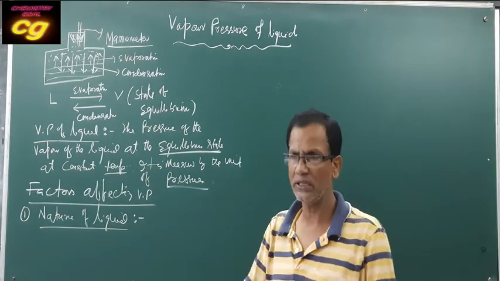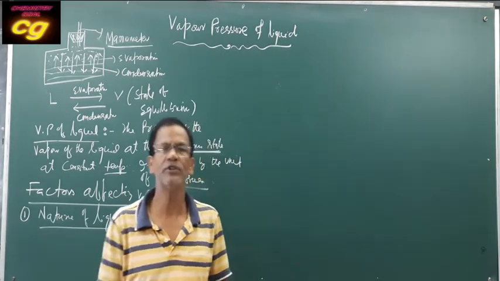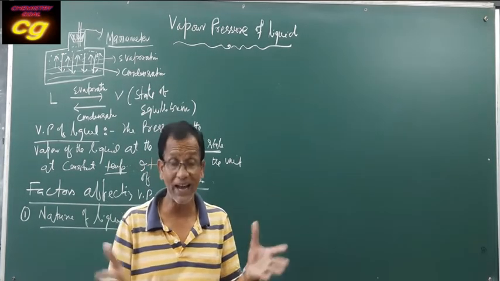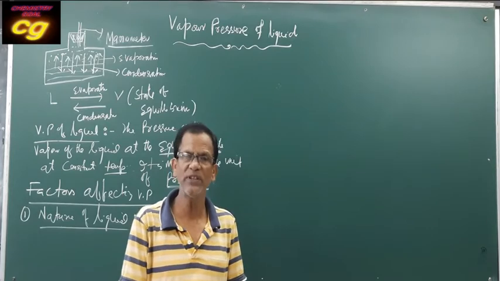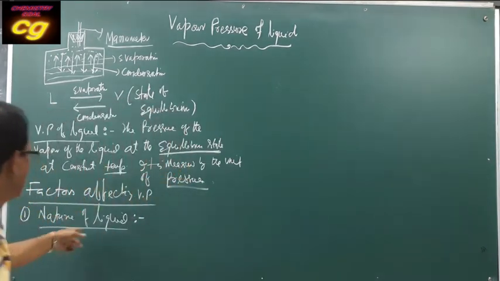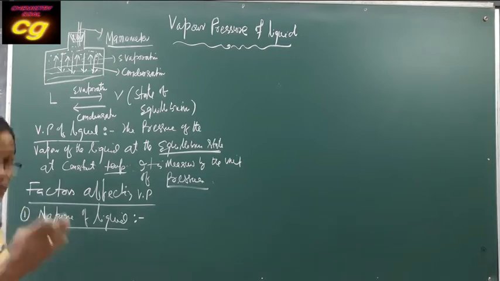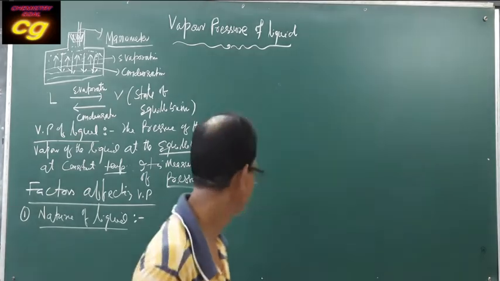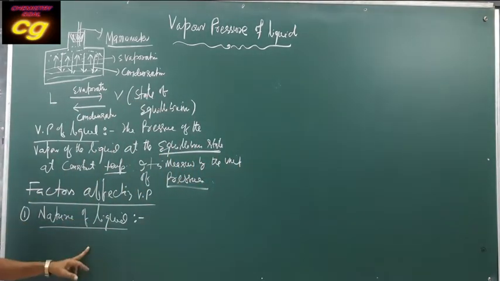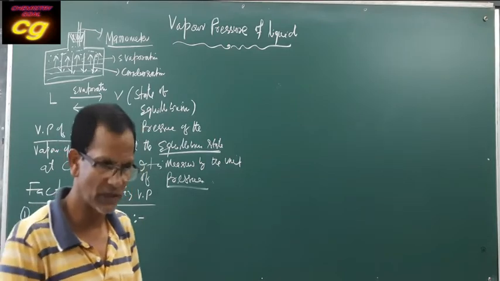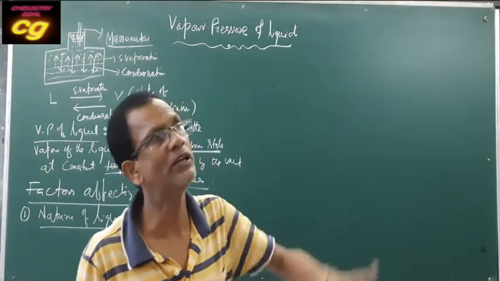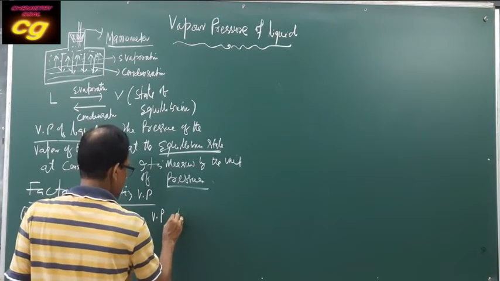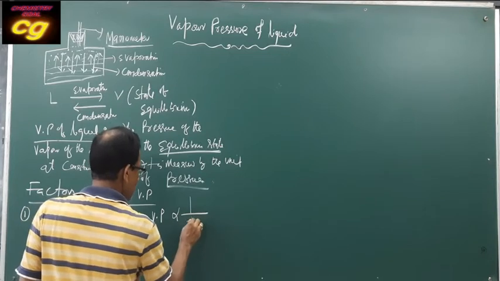Some are highly volatile, like spirit. Some are very viscous, like honey and glycerin. These are liquids, but they are denser liquids. High density means high viscosity. So the nature of liquid is also very important. In which liquid are the particles very free to move? It depends upon the nature of the liquid. If a molecule's intermolecular force is very weak, then the molecule can easily convert to vapor. So vapor pressure is inversely proportional to intermolecular force.